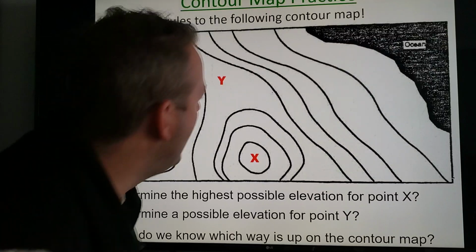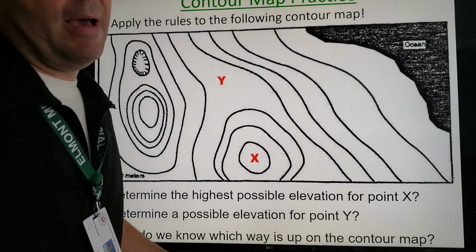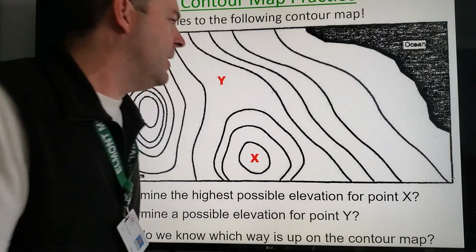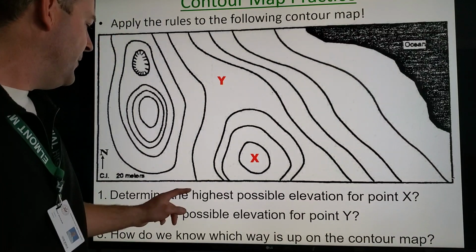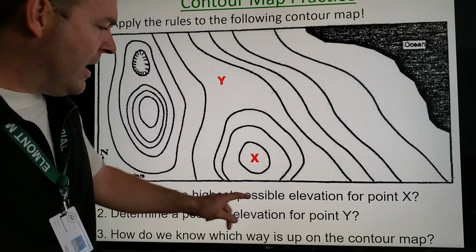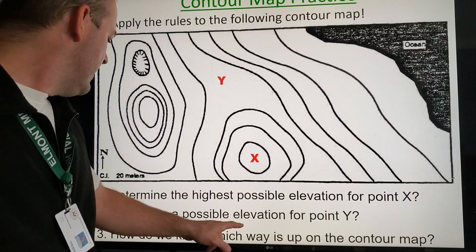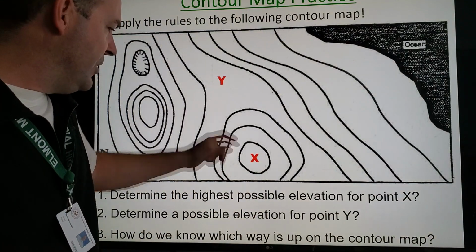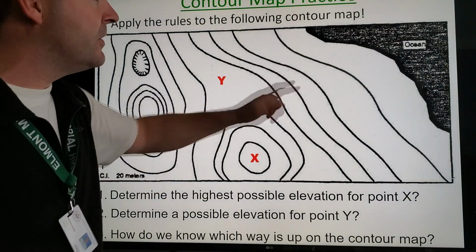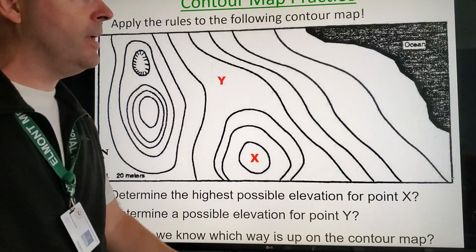And you're going to crank on this map, and of course, when we get back to the meet, we will pass it around the room, see if you guys figured out these questions. It's looking for the highest possible elevation of X, the lowest possible elevation of Y, and how do you know which way is up or down on this map? So please crank on that.